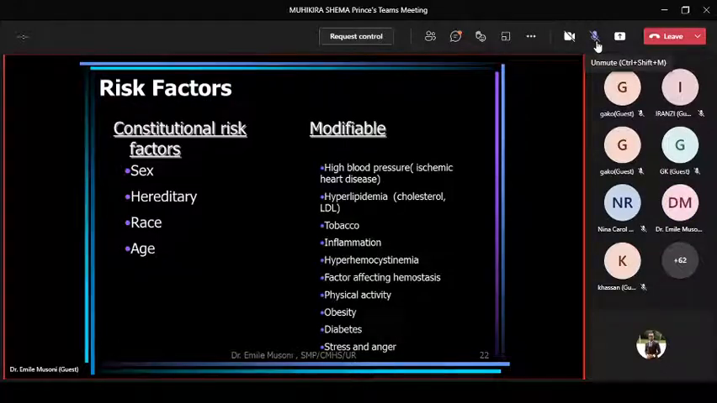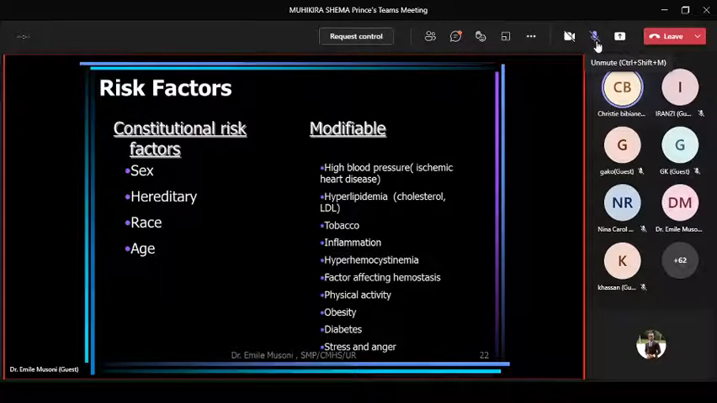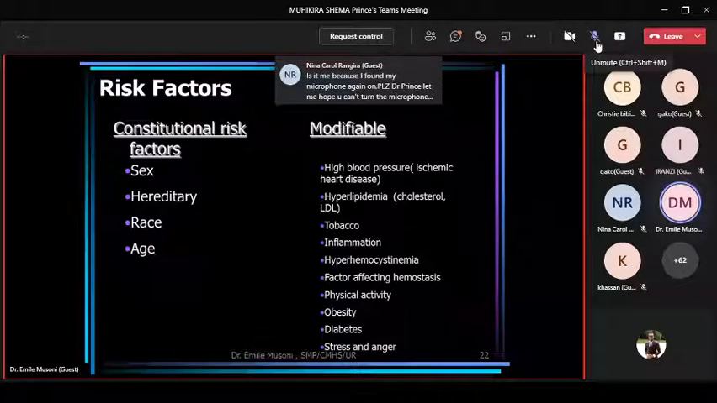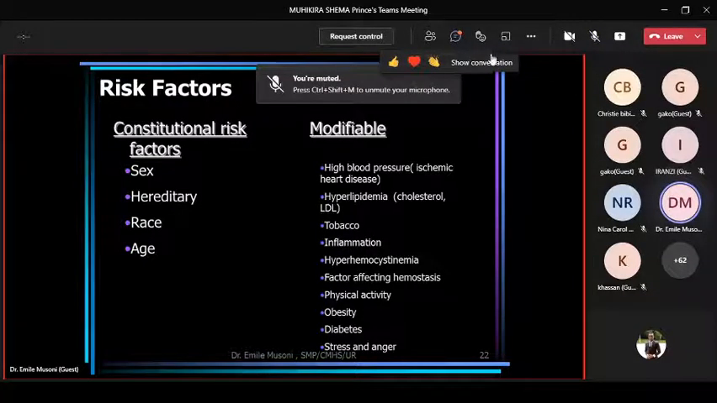Question. What is the meaning of hyperhomocysteinemia and how can it lead to atherosclerosis? Homocysteine, we see it in your biochemistry. It is a chemical product involved in high blood pressure and diabetes. You will see it again in your biochemistry. It is known to affect the arterial blood wall.